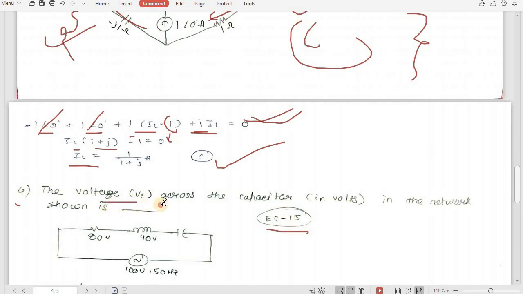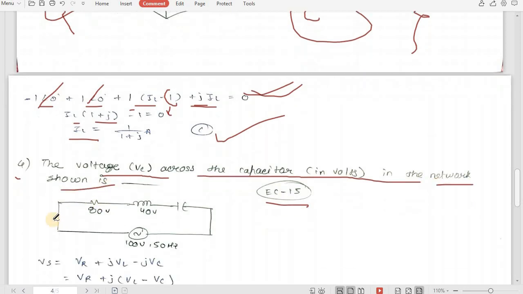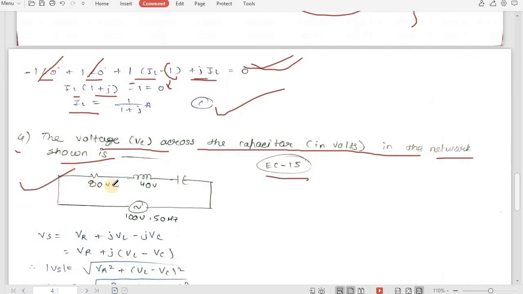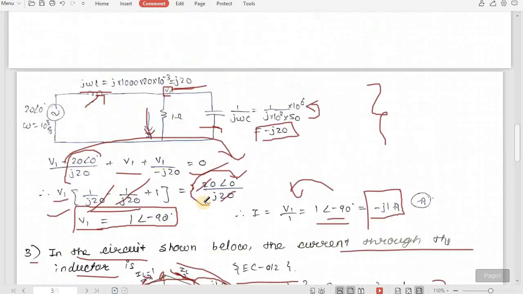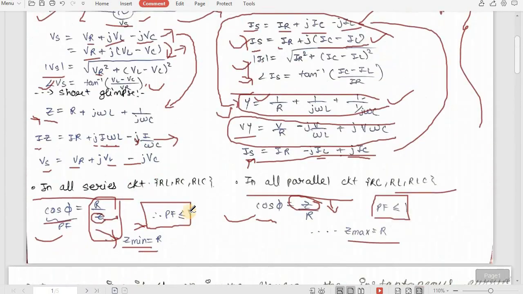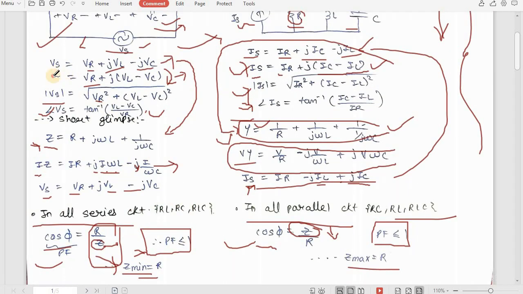The question is: the voltage VC across the capacitor, in volts, in the network shown is. If you see this network, you have a series RLC circuit, where you have this VS, this is VR, VL, and you have to find out this capacitor voltage. As we have seen in the basic concepts, we are going to use the same equation here. As we have seen, VS is VR plus jVL minus jVC.